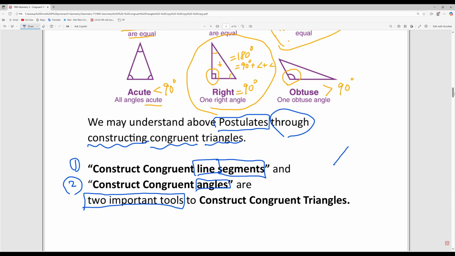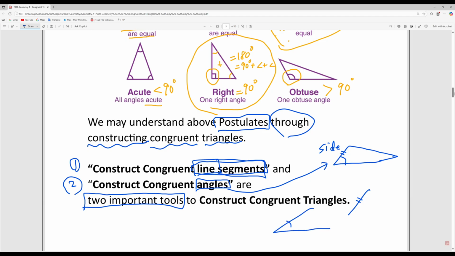Keep in mind, one triangle has 2 things: angles and sides. The side basically is a line segment. So as long as you know how to construct a congruent side, they are equal lengths, and as long as you know how to construct congruent angles, then you are done. You just repeat the same thing, and then you can easily construct congruent triangles.